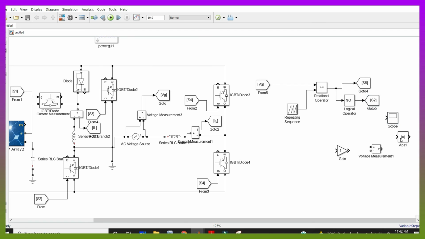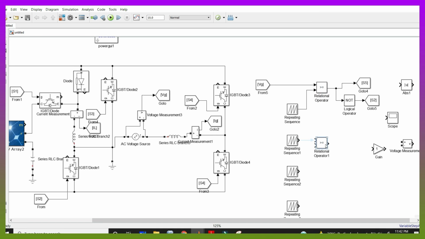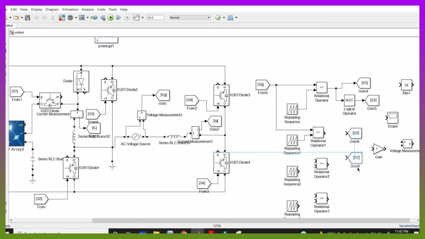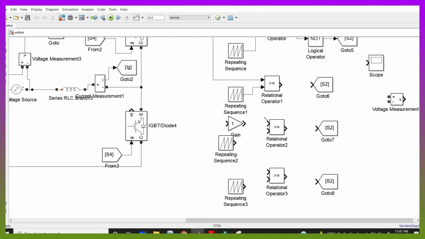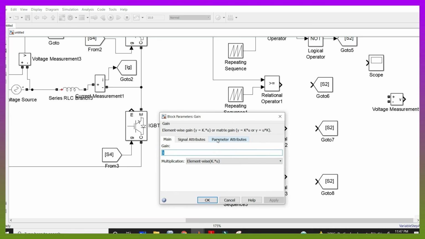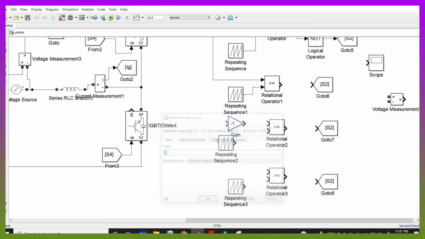For the remaining three switches also, take three references and take the less than and greater than conditions also, and take it as a reference and take it as a carrier and give it to the remaining three switches. Here we have the inverter, right? Here I am taking the gain as -1. That's it, it can act as an inverter.